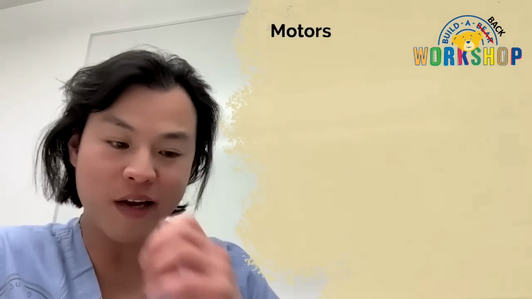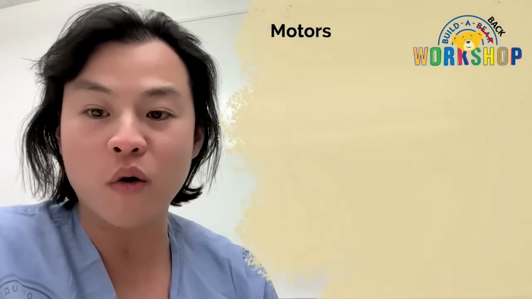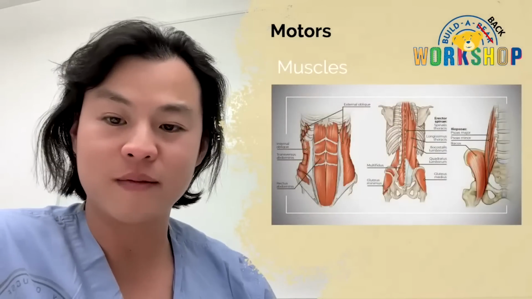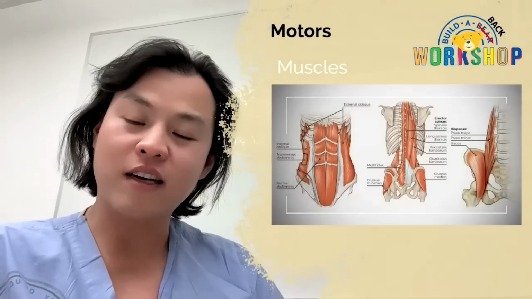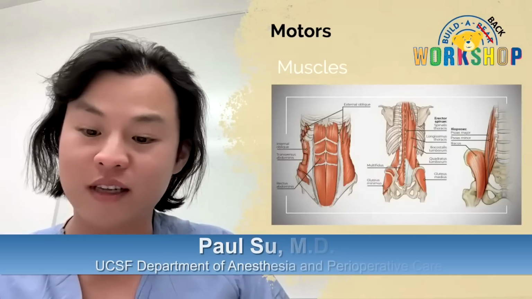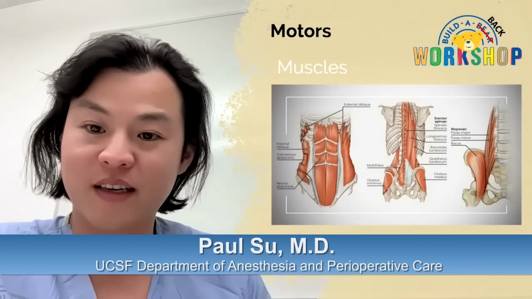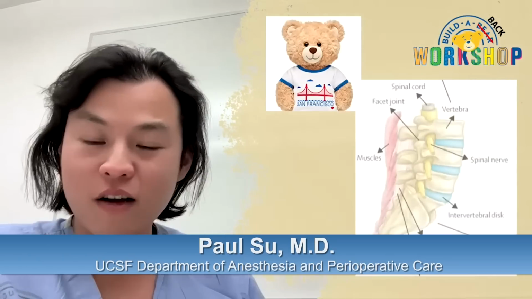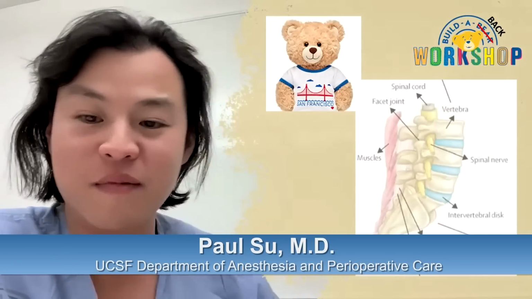And lastly, to make the whole system work, we need motors. So these are the muscles. The muscles will then contract and relax to instill those motions that we expect from the back. And voila, altogether, you have the anatomy of the back.